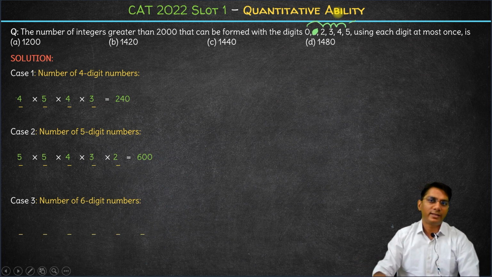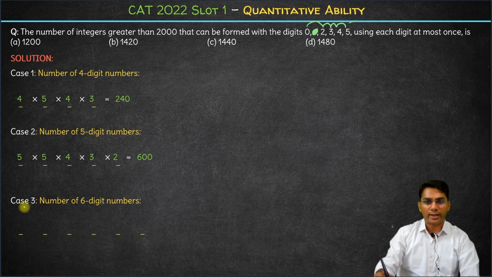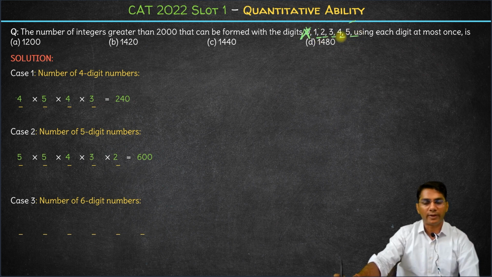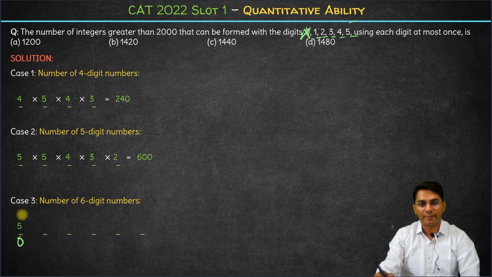And coming to the last case, case 3, where we have a 6-digit number. Again, since it's a 6-digit number, we don't have to worry about it being greater than 2000. It is by default greater than 2000. So again, out of these 6 digits, if you have to fill this digit, this can be filled only by the remaining 5 digits and not 0. Only by 1, 2, 3, 4 or 5. So this can be filled in 5 ways. 0 cannot come because it has to be a 6-digit number here.